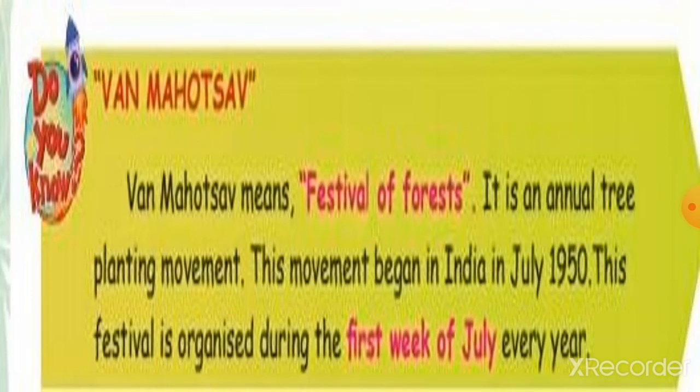Do you know Van Mahotsav? Van Mahotsav means a festival of forest. It is an annual tree planting movement. This movement began in India in July 1950. This festival is organized during the first week of July every year.